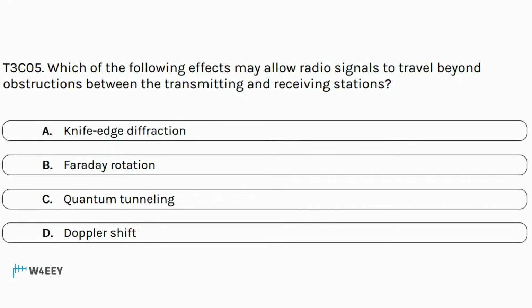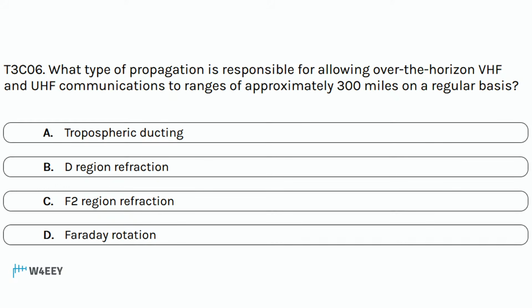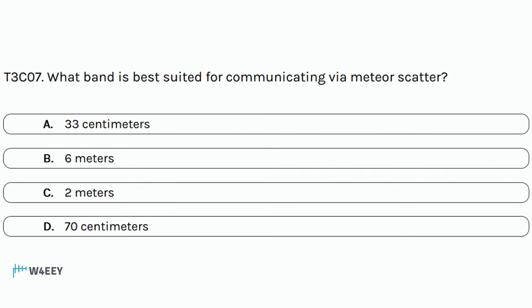All right, which of the following effects may allow radio signals to travel beyond obstructions between the transmitting and receiving stations? Alpha. Yeah, that's knife edge diffraction. And what type of propagation is responsible for allowing over-the-horizon VHF and UHF communications to ranges approximately 300 miles on a regular basis? Alpha. That's what we did in VOA. Tropospheric ducting. That's where I got confused before, yeah. Yep. So what band is best suited for communicating via meteor scatter?